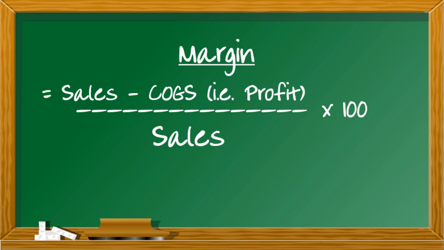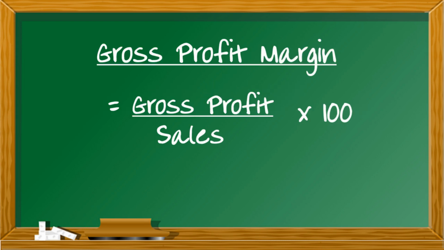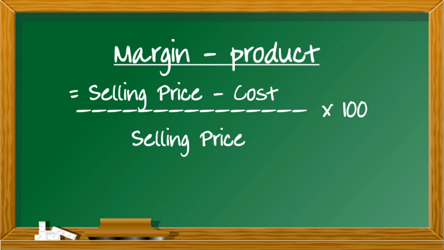Margin. A margin shows you what percentage of each sale is profit. Margin is calculated by dividing the profit, that is, sales minus cost of goods sold, by sales, and then multiply by 100 to give you the result as a percentage. Gross margin simply means that you are comparing total sales and cost of goods sold as distinct from individual products.